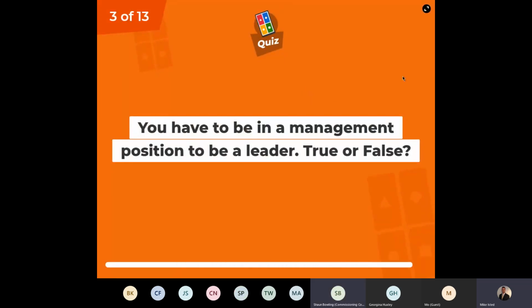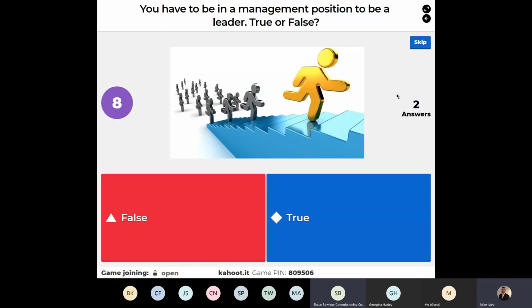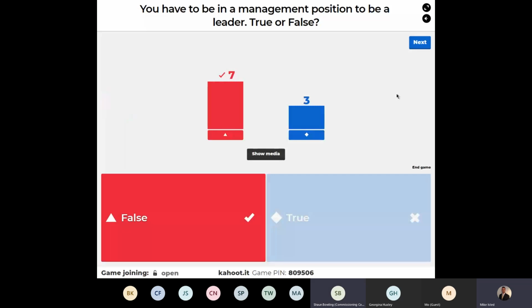You have to be in a management position to be a leader. True or false? False. Yes, it's false. You have to be in a management position to be a leader. True or false? No, you don't, actually. There are plenty of positions that are solely leadership positions rather than management positions. And it is a fallacy and a myth that you are either a leader or a manager.